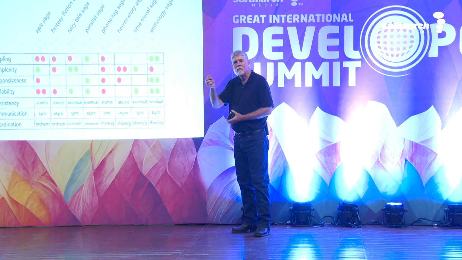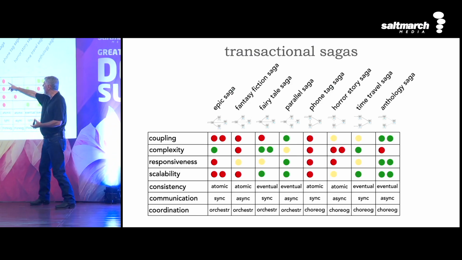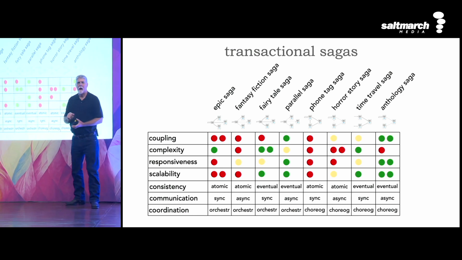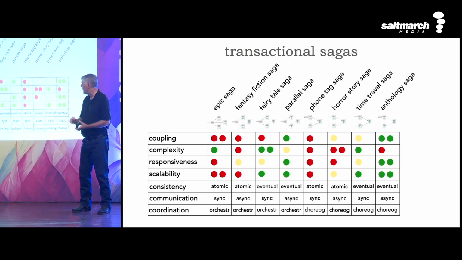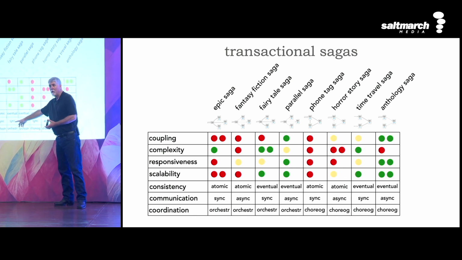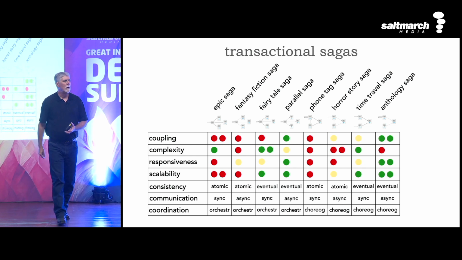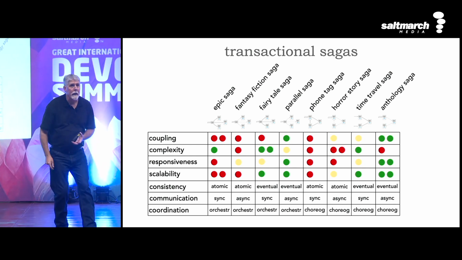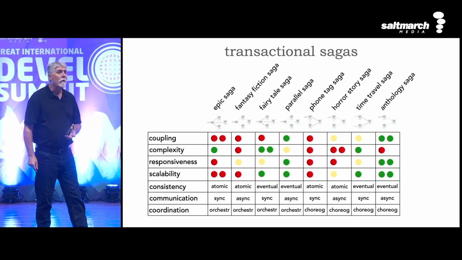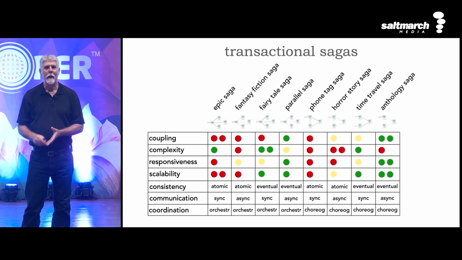We want something as simple as possible. I see 2 greens right here. That's the fairy tale saga, which I'm going to show you in just a little bit. Well, what is the fairy tale? Eventual consistency, synchronous communication, orchestration. Boom, there we go. That's probably what I should look at first, because that's going to give me the best time to market. Yeah, isn't it interesting?